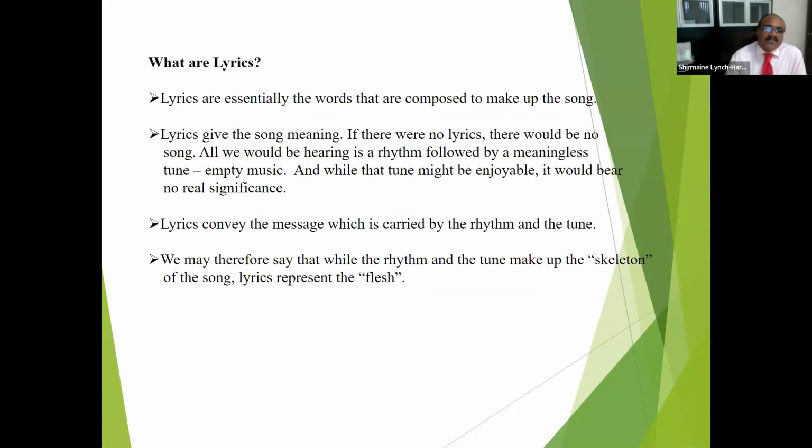Let's go to the other slide. Now, this one is lyrics. And this is what I'm focusing on right now.